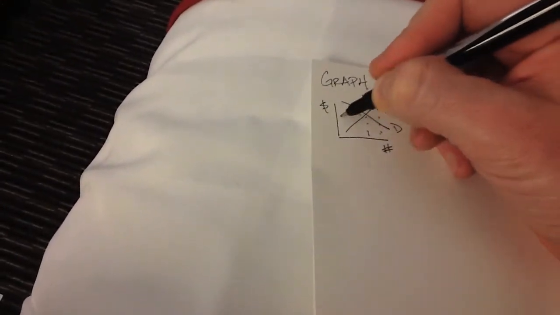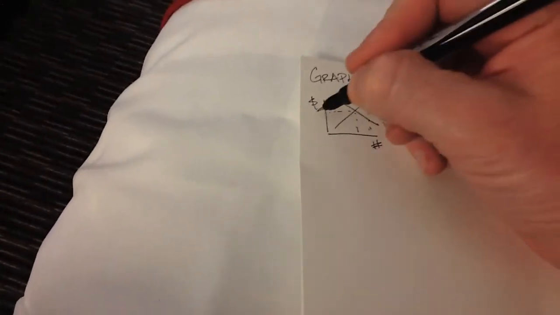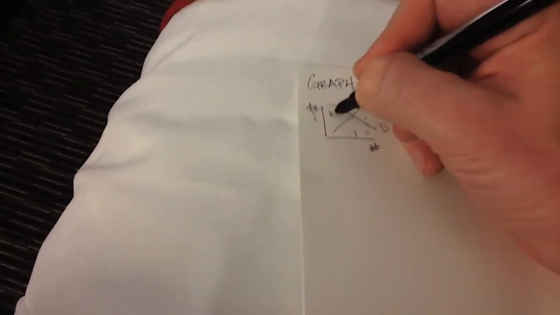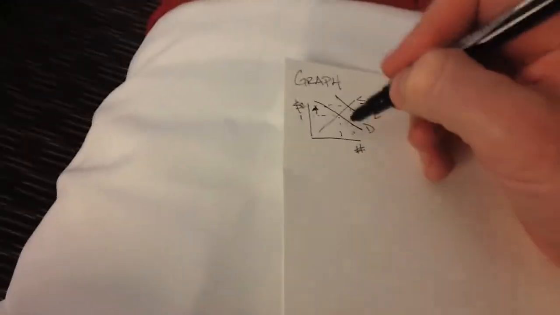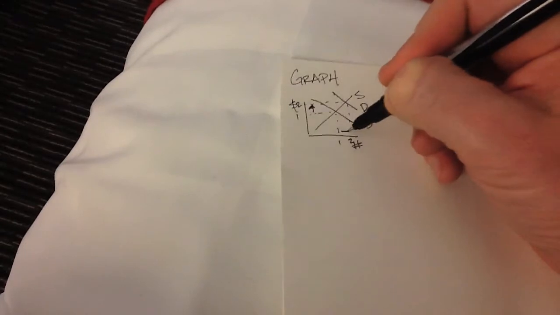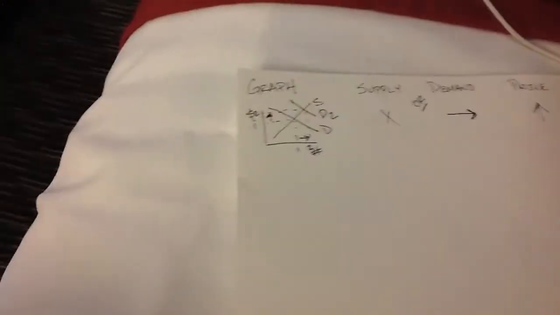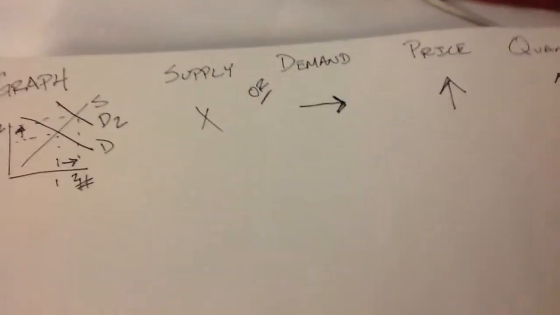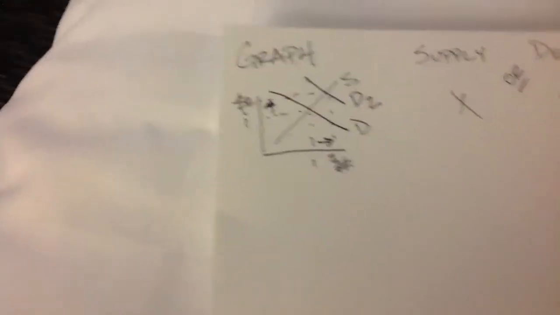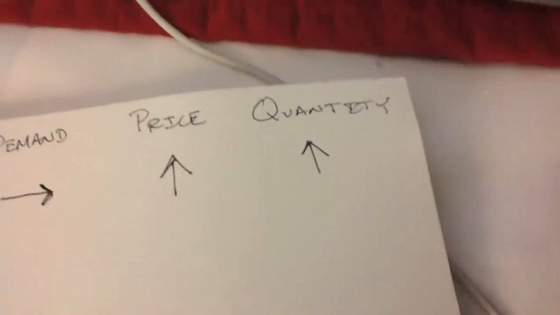Well, next step, draw the lines, and then let's see. So we went from here to here. Well, that is an increase in price. Boom. And we went from here to here, and that is an increase in quantity. Boom. So, from that graph, you should have that change in demand. It should look like that on the graph. It must change price and quantity in that way. And that's it. That is that worksheet.